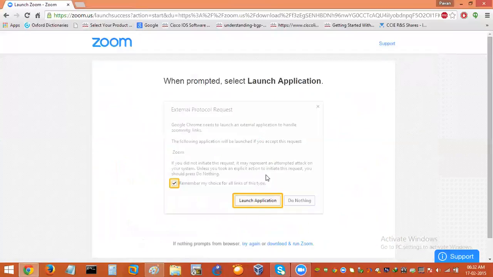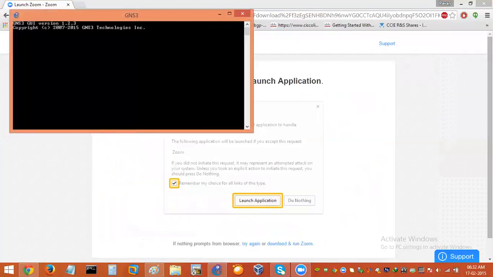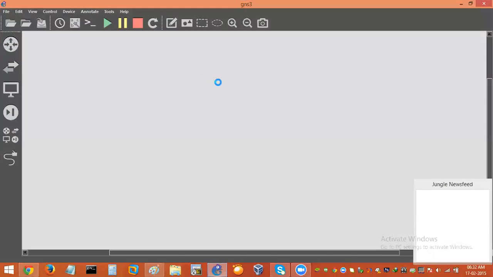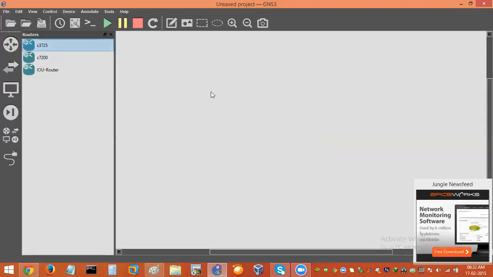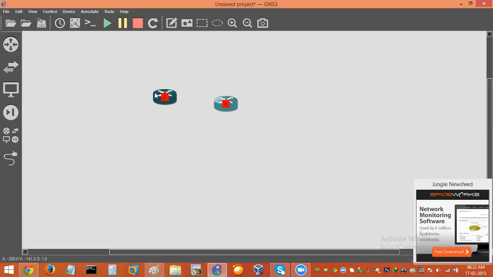So let me take you to GNS3 right now, and connect two devices. I'll take the 3700 series just to show you that IP routing thing. Connect port 0 to port 0, put the interfaces, start the devices, and open the console.